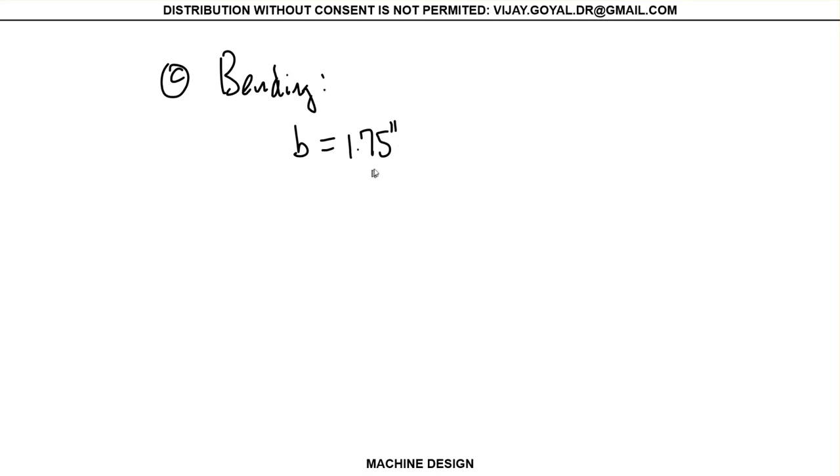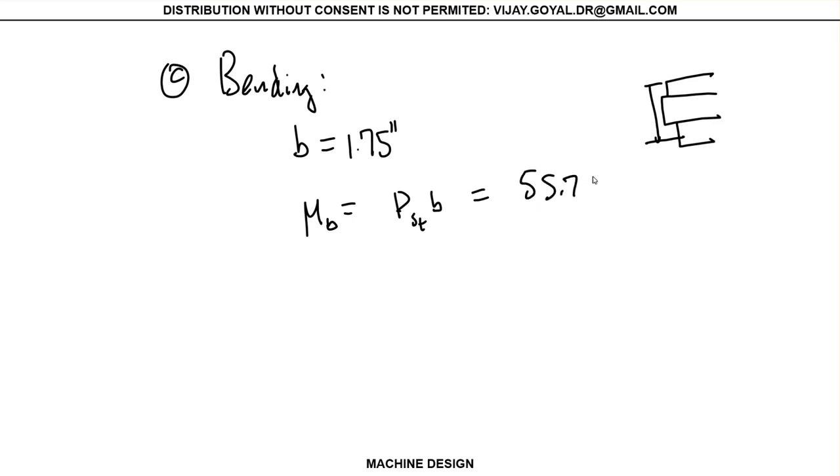You got one plate, you got the second plate, you got this one. This is the distance from here to the mid plate here. Okay, so that's why this is 1.75. The bending moment that I'm looking for is given by this equation times B, and that gives me 55.79 inch-kips.